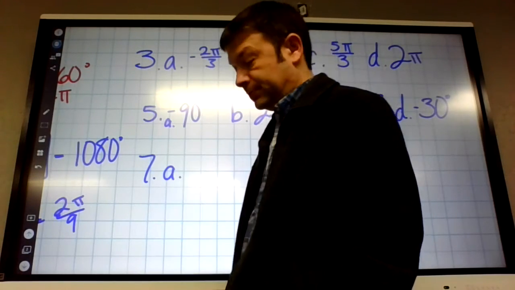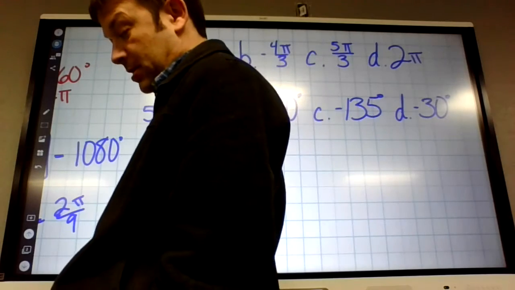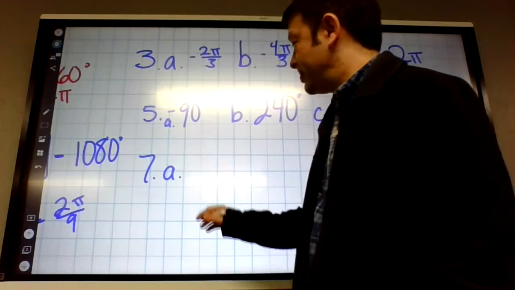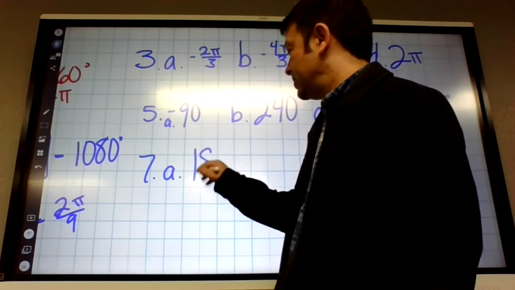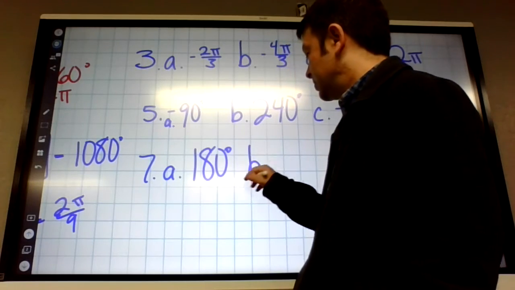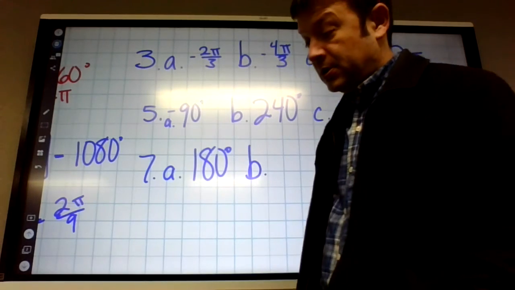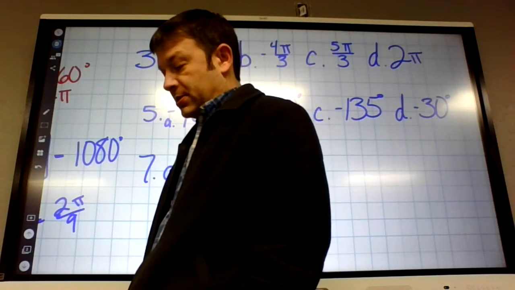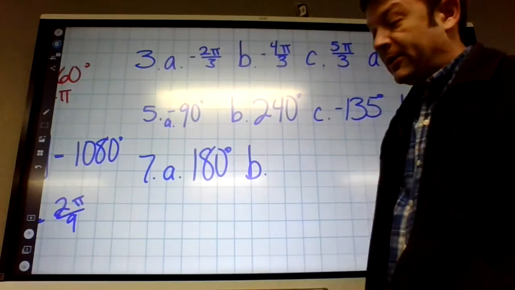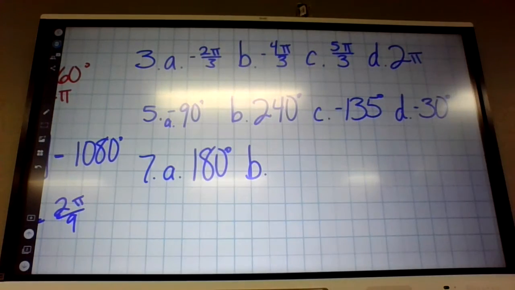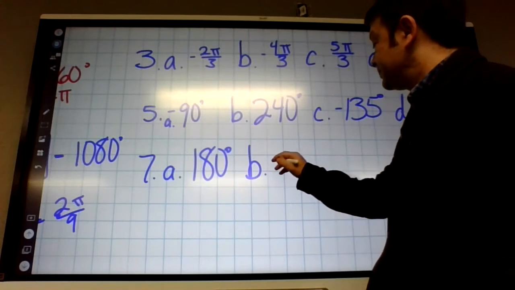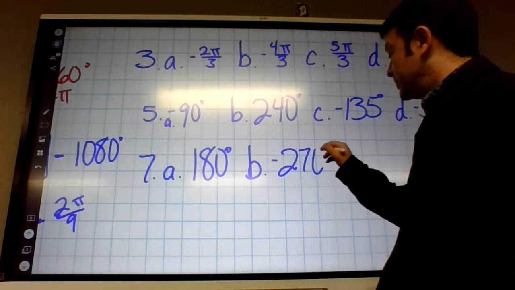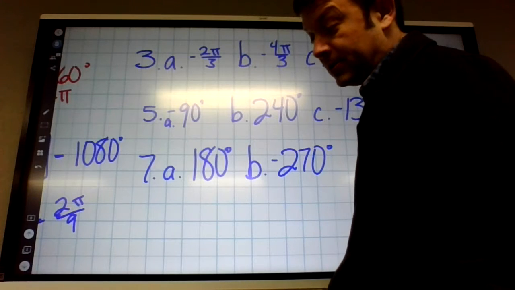Number 7. Pi, how many degrees is pi? 180. Then 3/2 pi. What's 1.5 pi? You guys remember that one? 270, so it's negative 270 on this one.